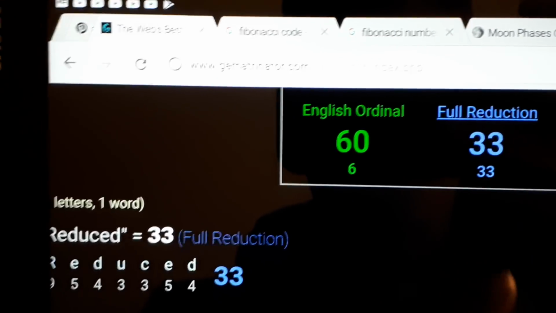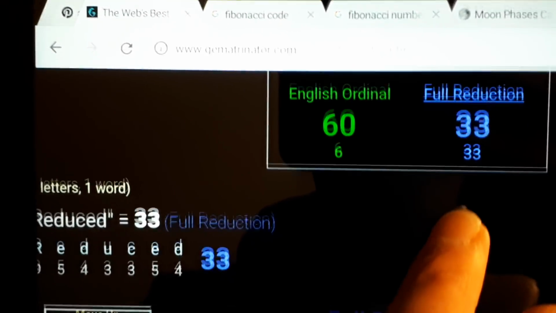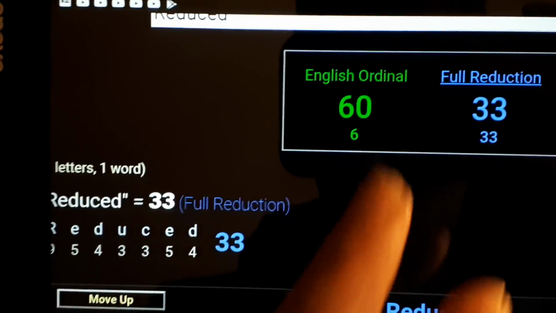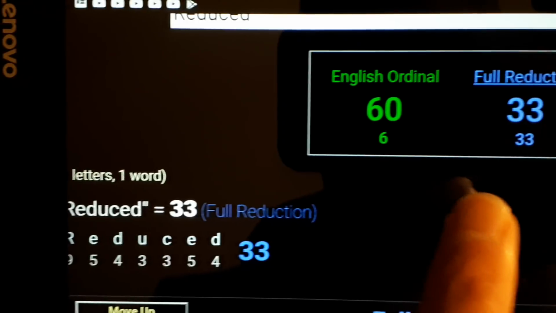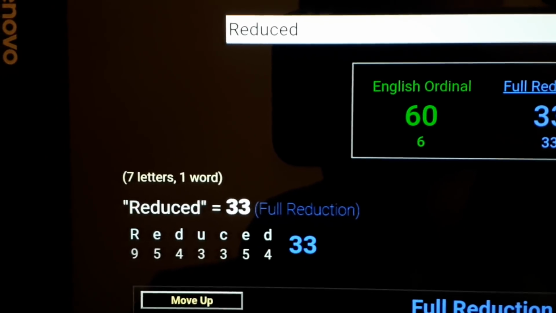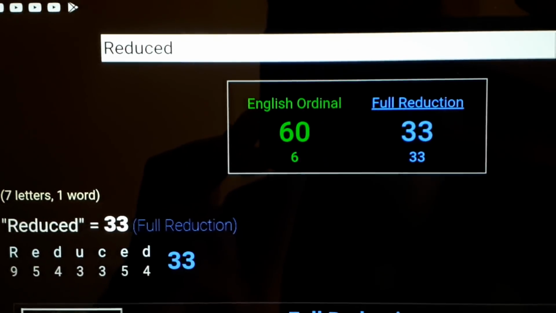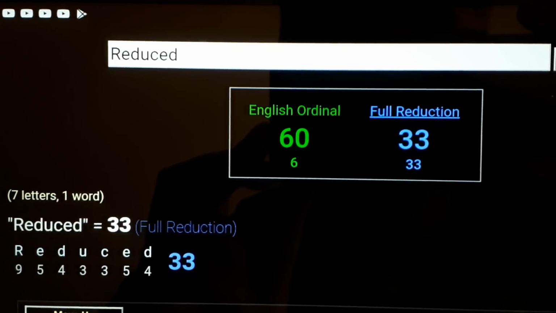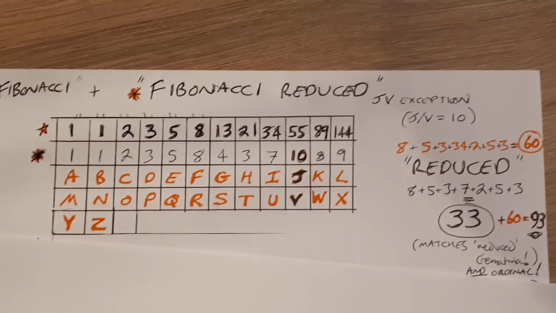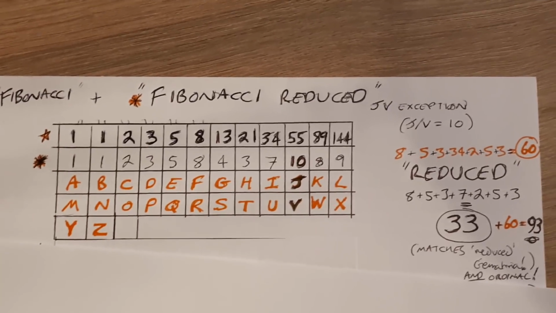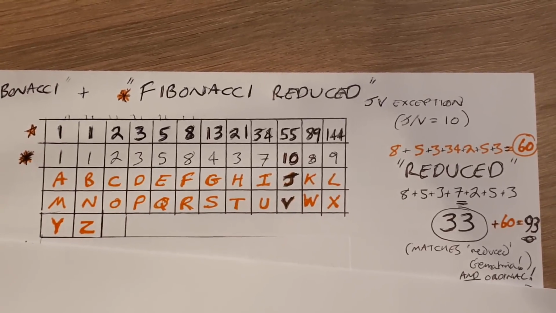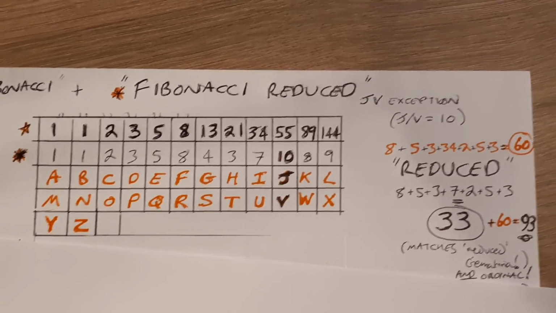Oops. Full reduced. Sorry, that's the ordinal. Yeah, that's the reduced. So very different numbers, the same gematria. And that's just a reminder of the Fibonacci gematria. Different numbers, but matching.